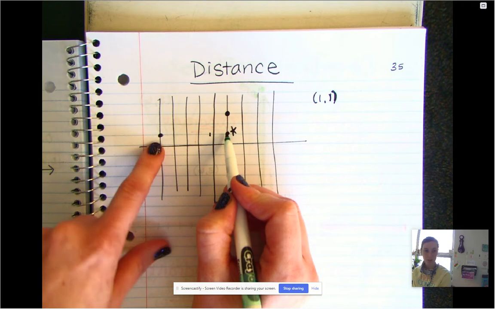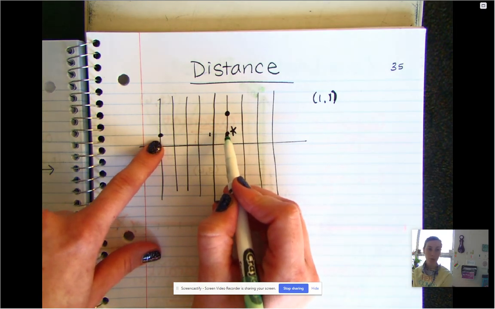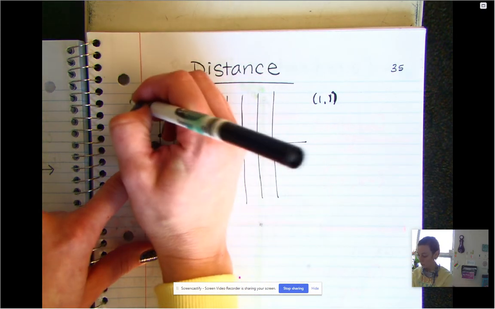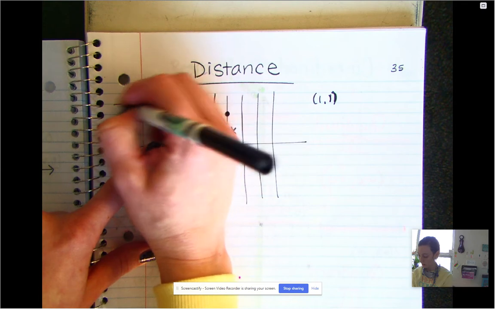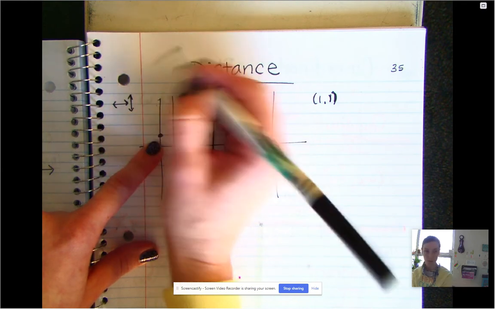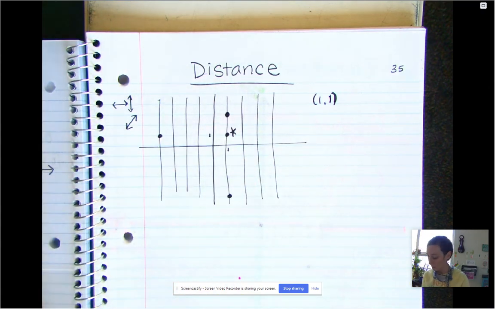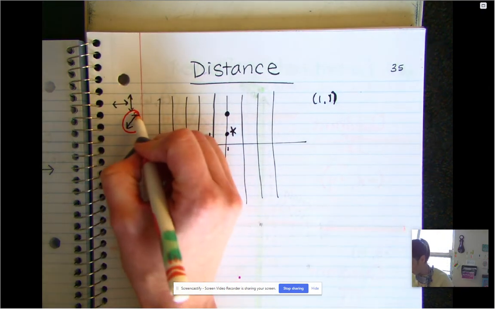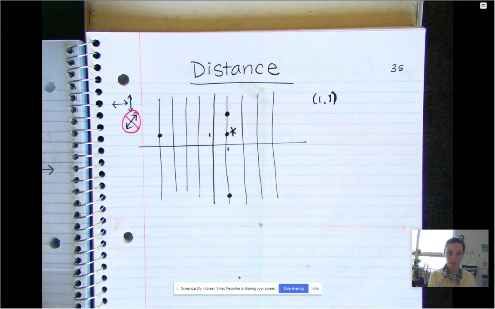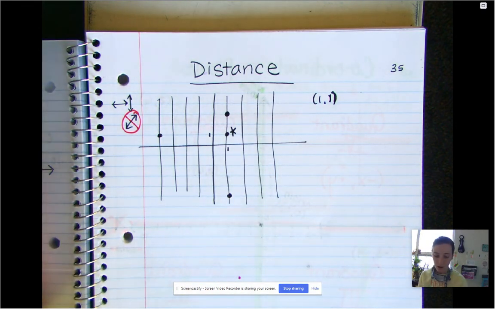If I want to know the distance, for example, to this point, by the way, we're only going to do horizontal and vertical lines. We are not going to do any diagonal lines because those work a little bit differently. That's like the hypotenuse of a triangle, and we're not going to get into that. So this is actually, I think, really easy.